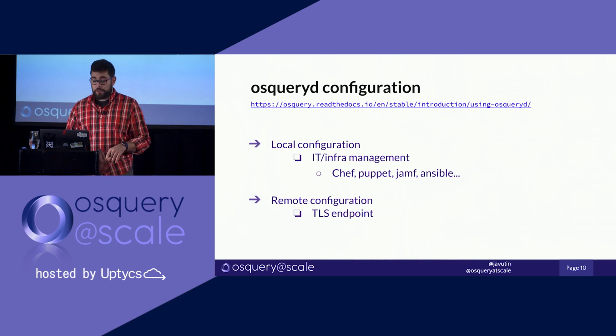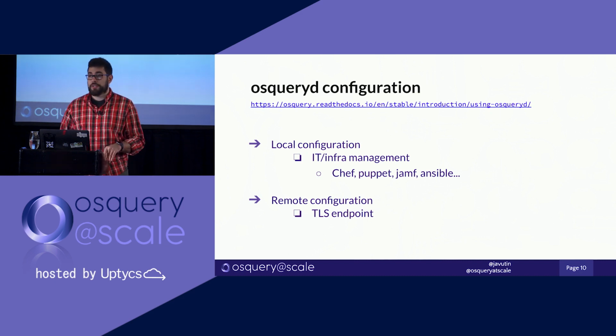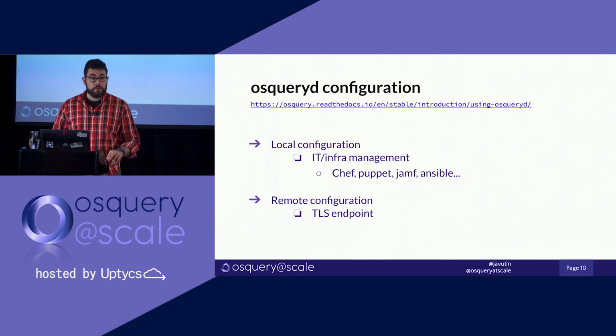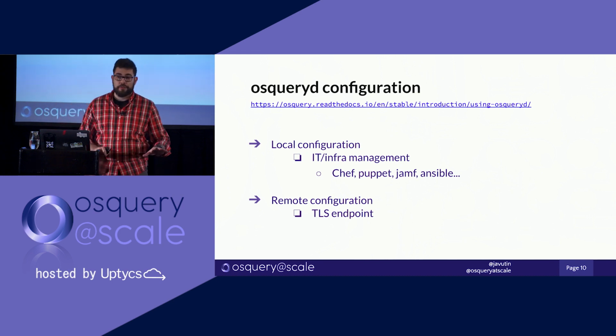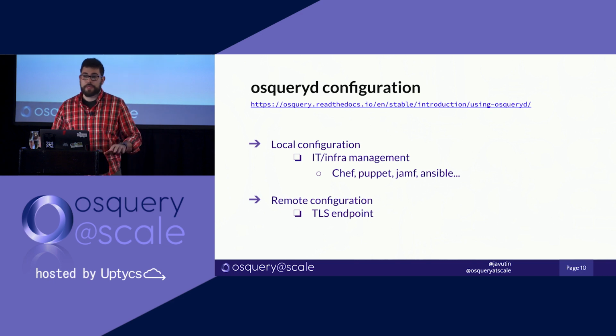Most of the time that's done with what is used for IT or infra management. For example, Chef, Puppet, Jamf, Ansible, those tools are the ones that are mostly used for dropping local configuration, and the Osquery service will pick that up as the configuration, either if it's a configuration or flags file.